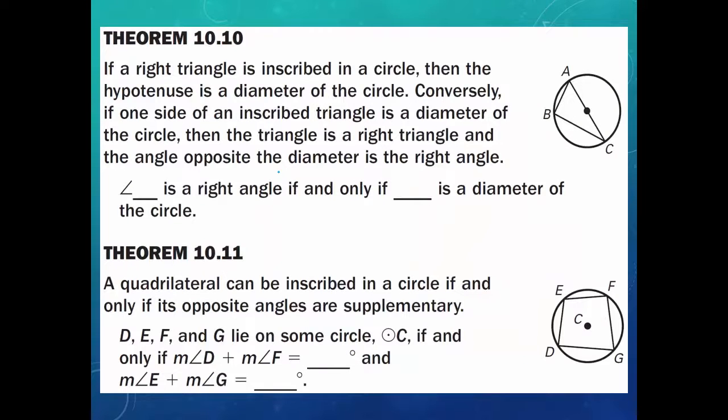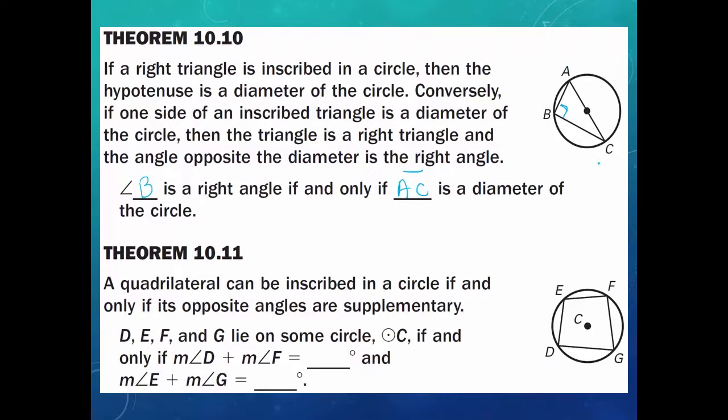Theorem 10.10. If a right triangle is inscribed in a circle, then the hypotenuse is a diameter of the circle. Conversely, if one side of an inscribed triangle is a diameter of the circle, then the triangle is a right triangle, and the angle opposite the diameter is the right angle. So in this picture over here, angle B is a right angle if and only if line segment AC is a diameter of the circle, which we know AC is the diameter because it goes through the center of the circle, which means that angle B is my 90-degree angle, and this is a right triangle ABC.